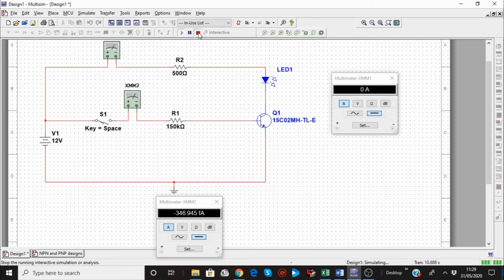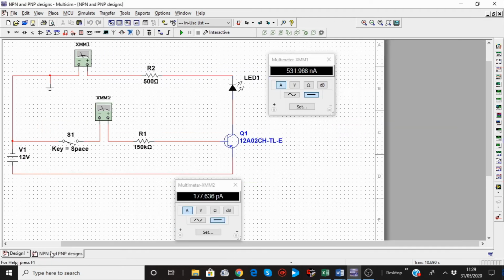And if I just stop the simulation on this one, so remember this is positive connected to the base and the collector through the load, and the load, the cathode part is connected to the collector of this transistor, and emitter is connected to the ground and negative.